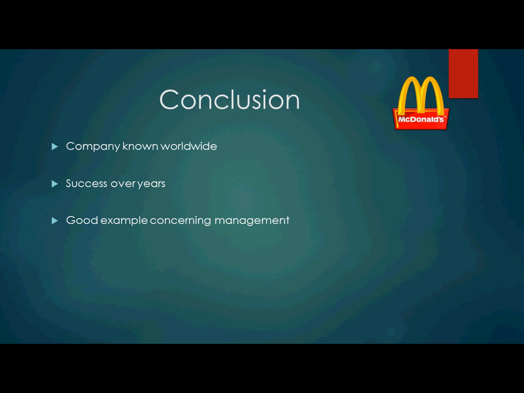So in conclusion, I took this company because it's a well-known worldwide company. They have had success over the years, and it's a good example concerning management, because since they are in 119 different countries, they have to adapt really well and manage their people as well as they can. McDonald's has been successful since 1940, so I thought it was a really good example to show you in this video. And we talked about it in class, so I thought it was a good idea to come back to it in this video.